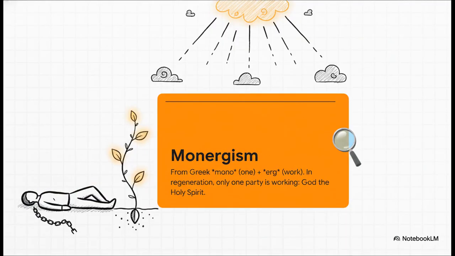Now, the technical term for this is monergism. It sounds complex, but just break it down. Mono means one, and erg means work. One worker. The idea is that in the act of regeneration, of making a spiritually dead person alive, there is only one actor, God. And this is so important because it frames the entire thing as an act of pure grace, not an act of human cooperation.